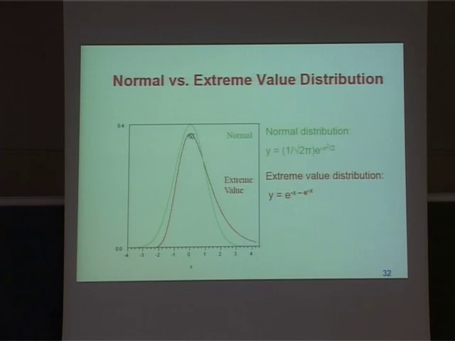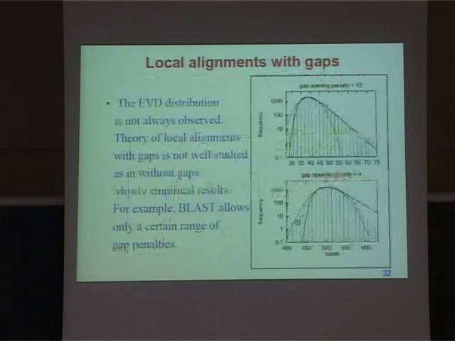And the mode of this is like minus 0.5 or something. And this is the equation of the extreme value distribution. You can plot it by using this function, which will give you the extreme value distribution. And to extend the theory to gaps, it was really difficult. So they could not work out a closed form solution that can give the e-value of an alignment with gaps.